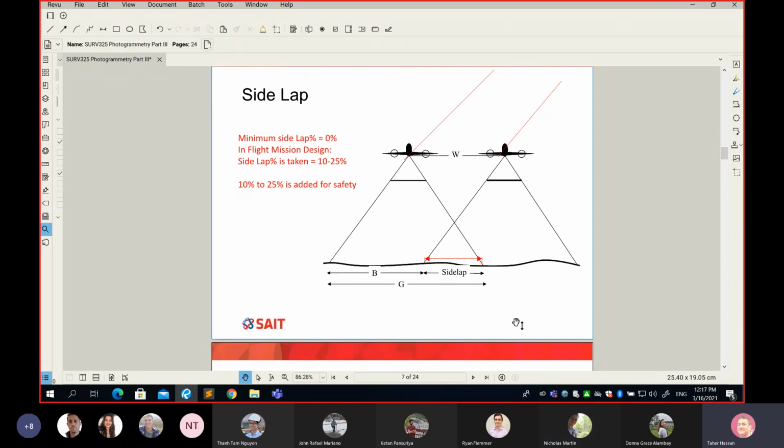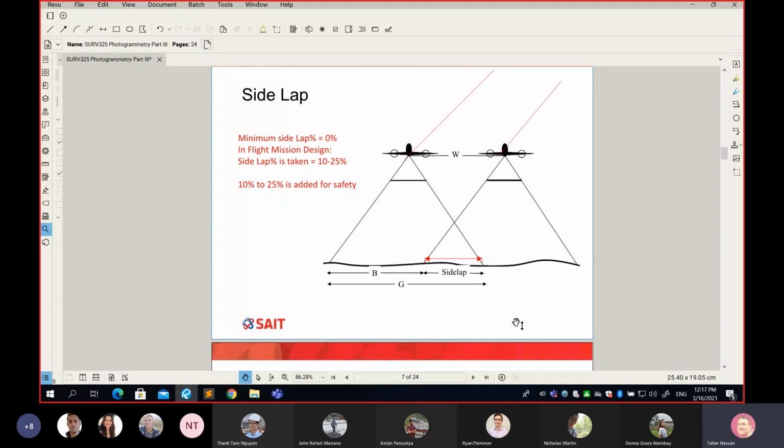Okay, so guys, sidelap can be zero, absolutely zero. And I know some of you will say, oh wait, you keep saying overlap has to be minimum 50%. Why, when it comes to sidelap, can you go to 0%?